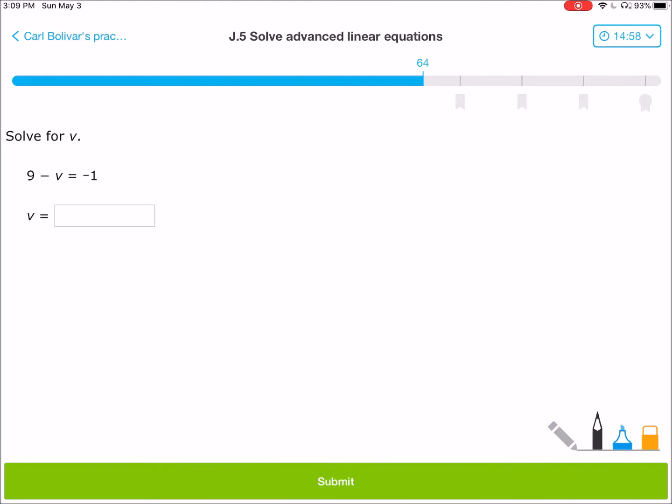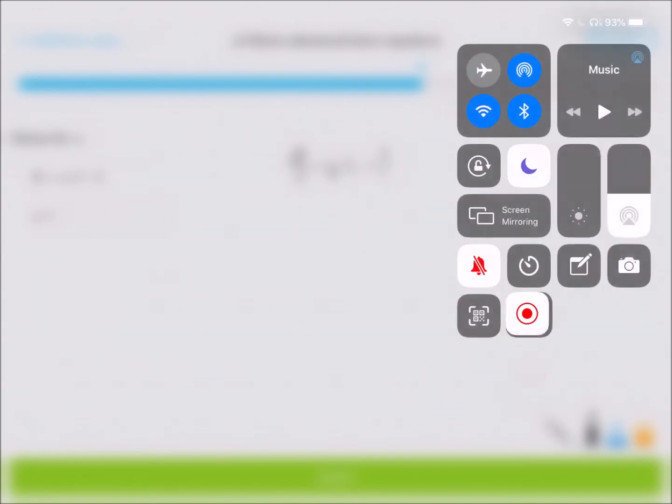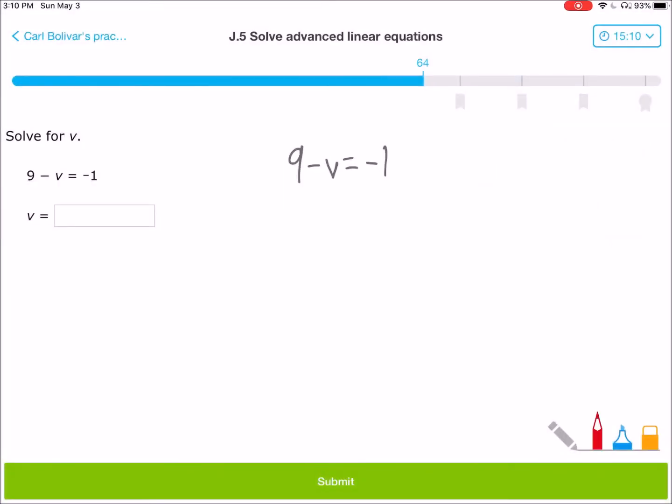Hello. So let's now try to solve this problem. N minus b is equal to -1. Let's first find out if I have audio. Yes, I do. Okay, so first what I would do is I would try to take this to the other side. So I'm going to subtract 9 from each side. And then I am left with negative v is equal to -1 minus 9.